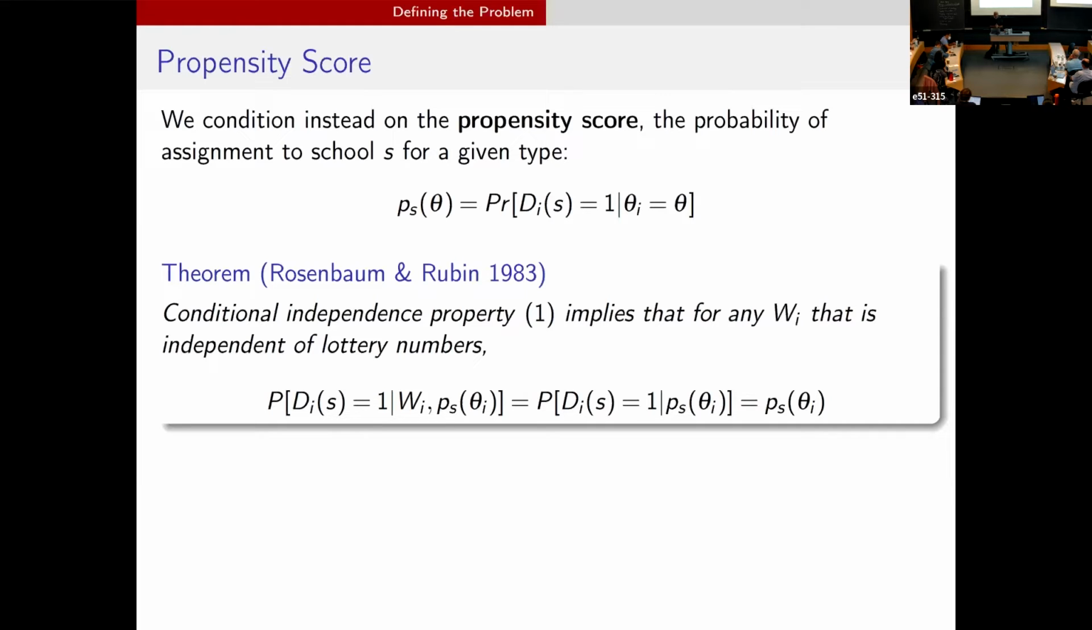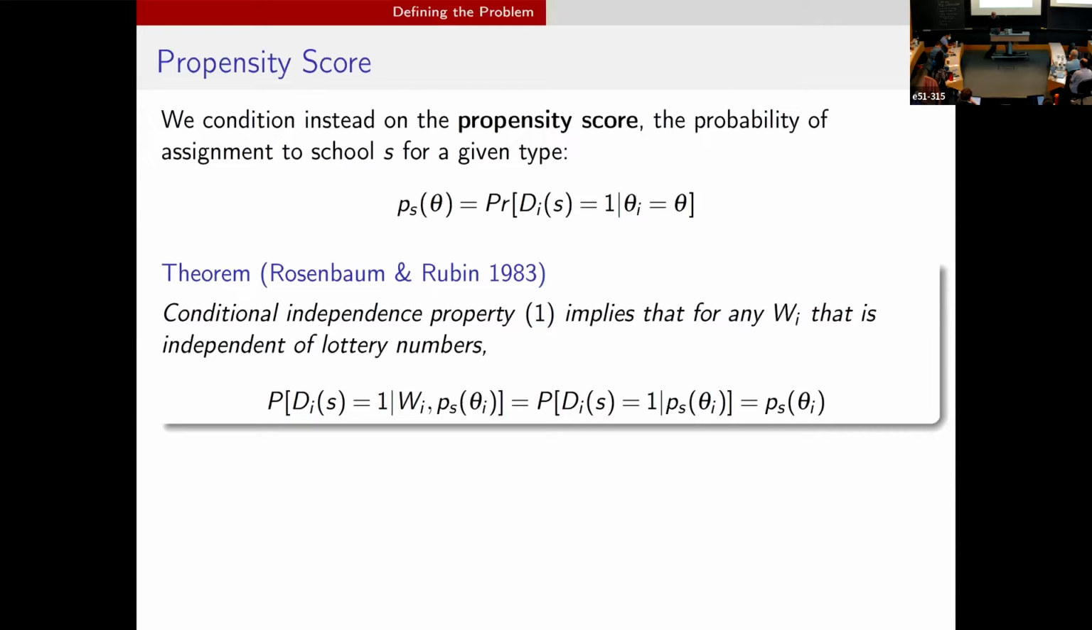So first, what is the definition of the propensity score? That's simply the conditional probability of assignment given an applicant's type. The propensity score for assignment to school S is the probability that applicant I is assigned to school S, given that his type is theta. Again, DI is our indicator for assignment to school S.